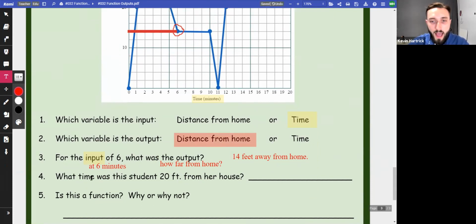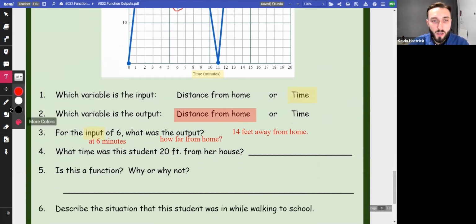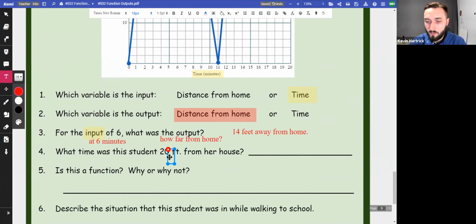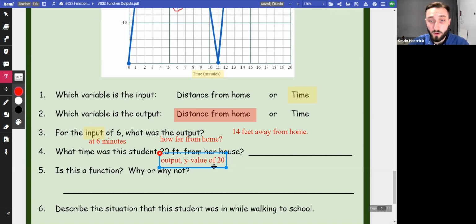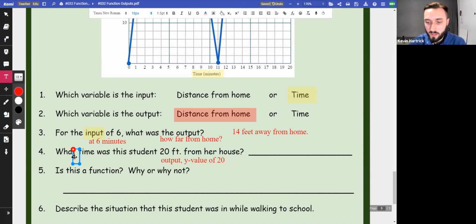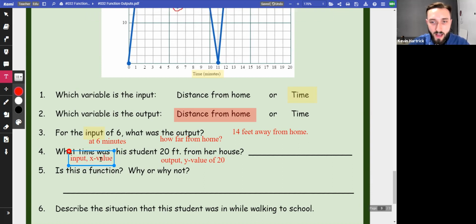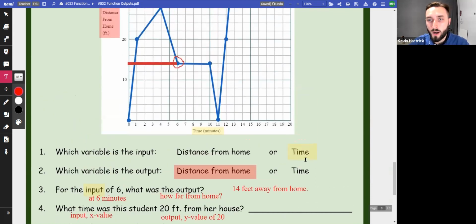Okay, so look at number 4. At what time was this student 20 feet from her house? 20 feet from her house, that sounds like the output, right? That sounds like our y value, okay? So we need a y value of 20, that's what we're looking for, right? And it says at what time. So the input, the x value. Okay, so they want us to know what is the x value when the y value is 20. That's what this means. What time was this student 20 feet away from her house?